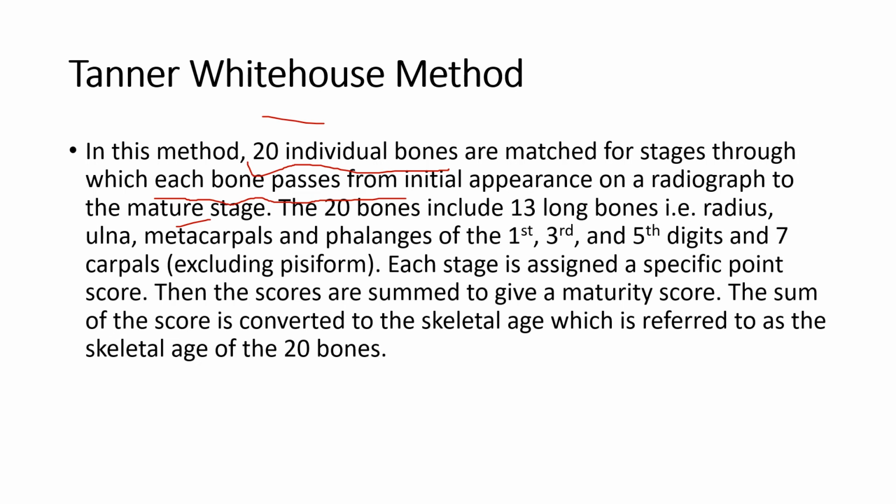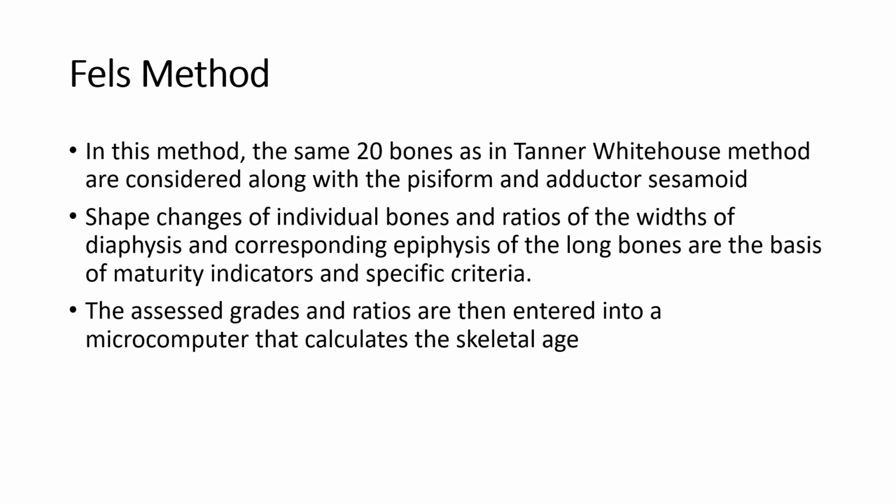The 20 bones include 13 long bones, which include radius, ulna, metacarpals, and phalanges of the first, third, and fifth digits, and seventh carpals, excluding the pisiform. So this is for the Tanner Whitehouse method. For all these stages there is a score which has already been recorded by a study, so they will just match it with the study to determine the age.